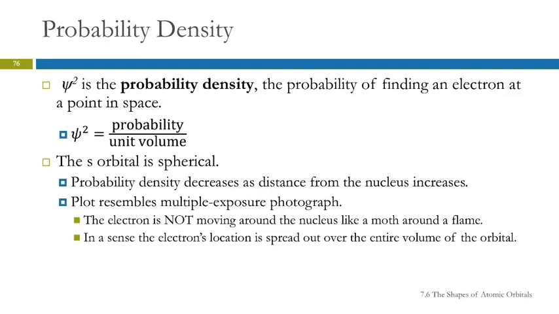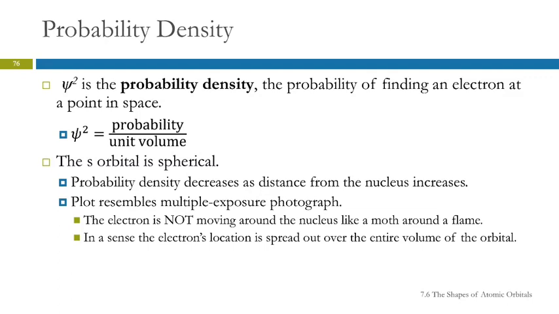What it's important to understand is that the electron is not moving around the nucleus like a moth around a flame. So up until this point, I've said, well, the electrons are doing something. They're out there. They are actually doing something a lot more organized than a moth does. They're not just flitting about randomly.